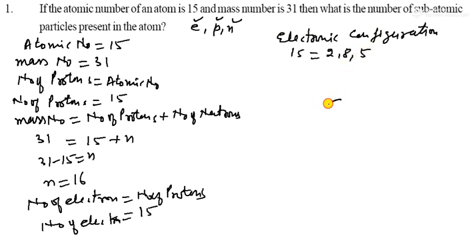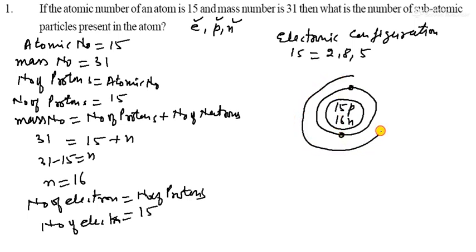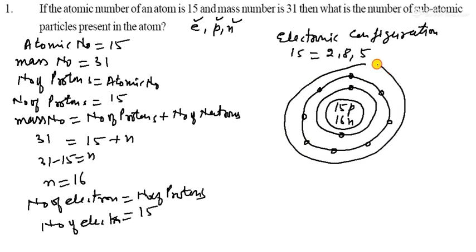So here, how many protons and how many neutrons? Can you tell me? 15 protons and 16 neutrons. And in the first orbit only 2 electrons are revolving. Now in the second orbit there are 8 electrons revolving. So you can put here 1 electron, 2, 3, 4, 5, 6, 7 and 8. And here are only 5 electrons in the outermost shell, that is 1, 2, 3, 4 and 5.